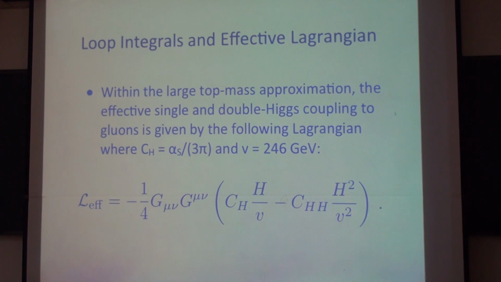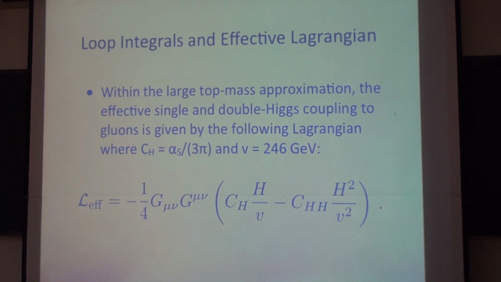in the loop. So if we follow that trick, then we are going to say gluon to Higgs doesn't have to go through a triangle. You can just take the large mass limit, follow Veltman's trick, and you have a simple term with CH. CH is alpha s over 3 pi.